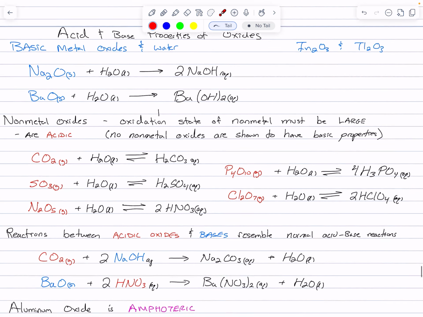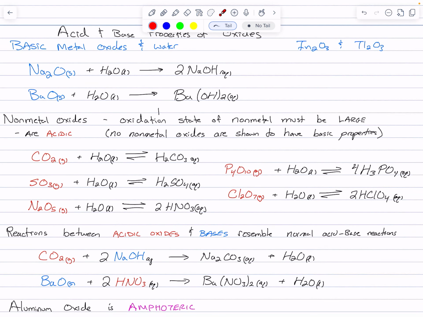The nonmetals, when the oxidation states are large. What do we mean by that? The oxidation state of carbon here is +4. Sulfur would be +6. You've got nitrogen +5 here. So these are bigger numbers, not +1 or +2, but kind of big. So these acidic oxides react with water, and they actually don't change their oxidation state, but they just react with water to make an acid.